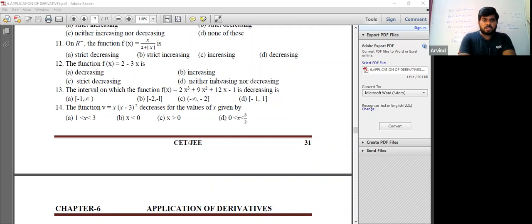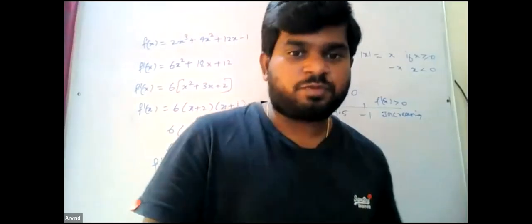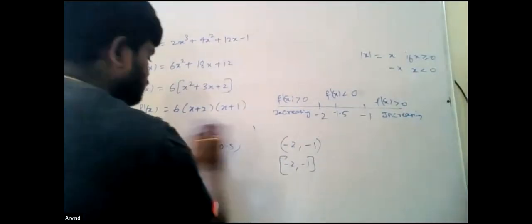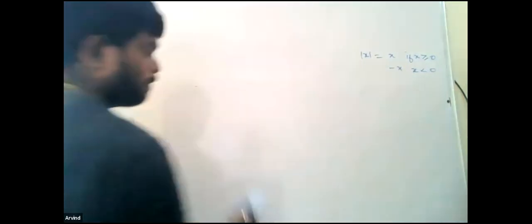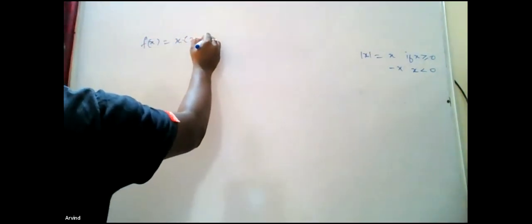Next one. I'll do this question again, then I'll allow you guys to solve it. So the function is x into x minus 3 whole square. So f of x is x into x minus 3 whole square.